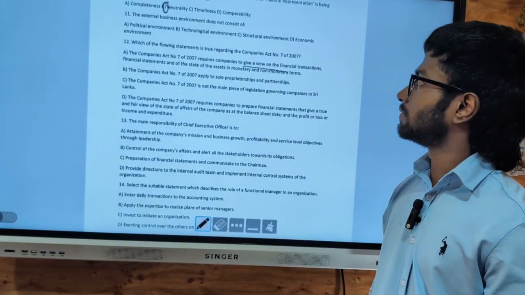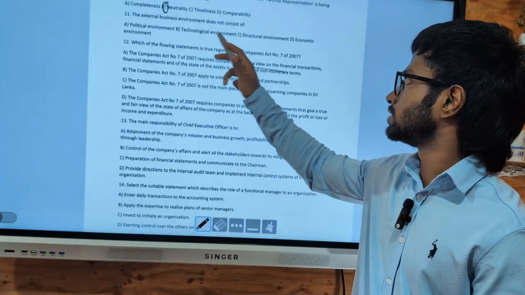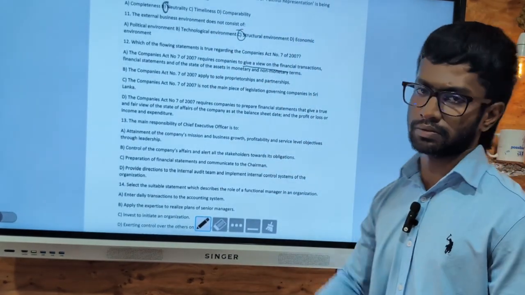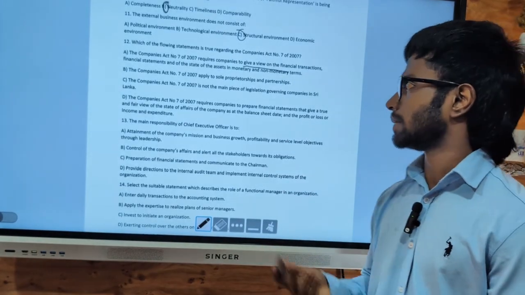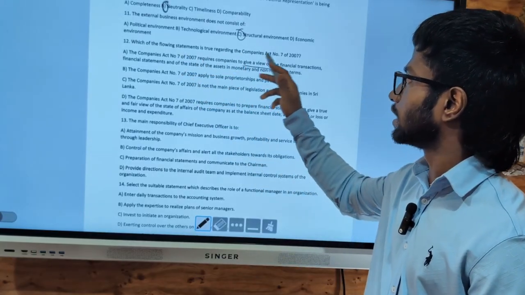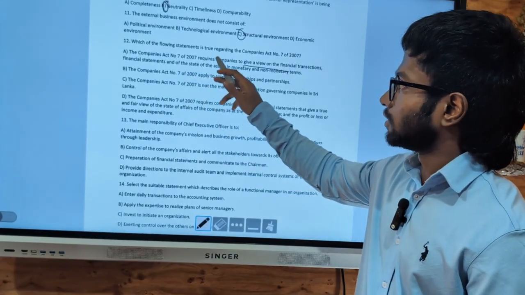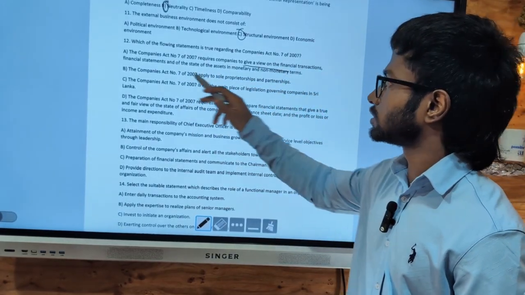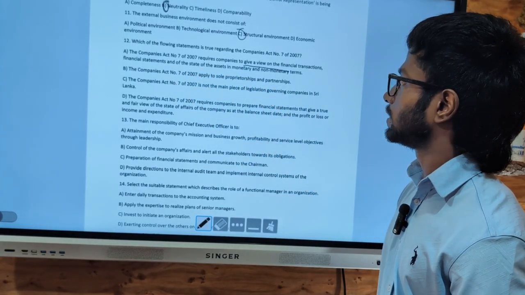The external business environment does not consist of, so we have political, we also have technological. There is nothing called structural. You also have economic. So in your external environment, that's something basic. Next, which of the following statements is true regarding Companies Act number 7 of 2007? The Companies Act number 7 of 2007 requires the company to give a view on the financial transactions and financial statements and of the state of assets in the monetary and non-monetary value.